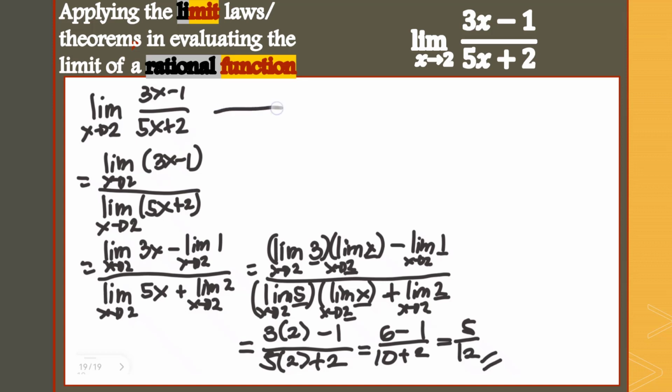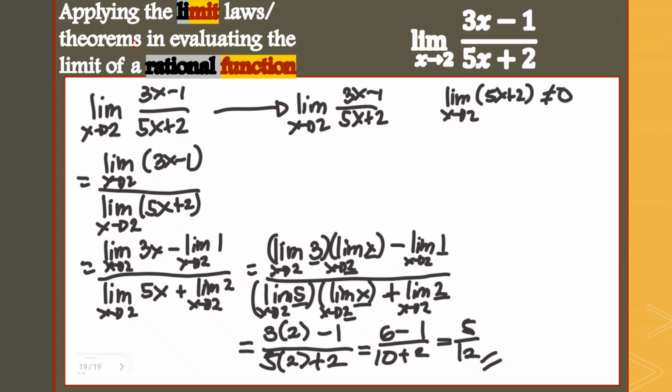But again, if we can use the limit theorem for a rational function, let me copy this one here. This limit of a rational function is easiest to use as long as the limit of 5x plus 2 as x approaches 2 is not equal to 0, because this will be undefined. And we know that it's not equal to 0 because we have here the value of 12. Nevertheless, we can simply substitute.